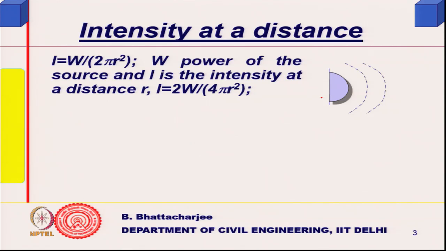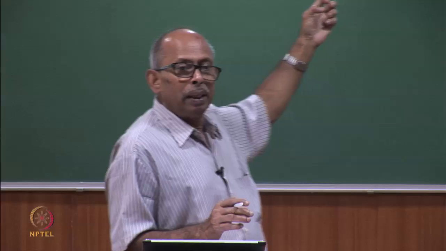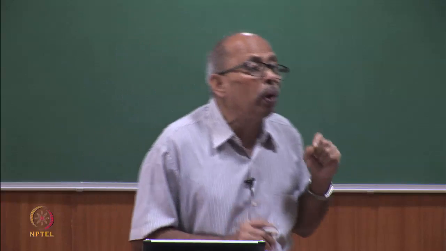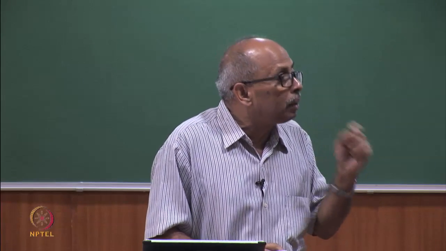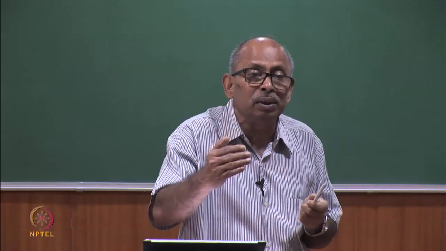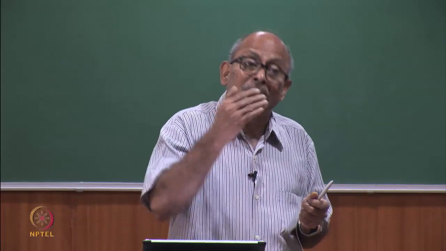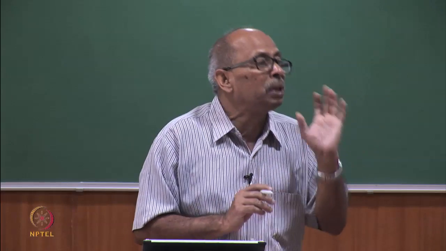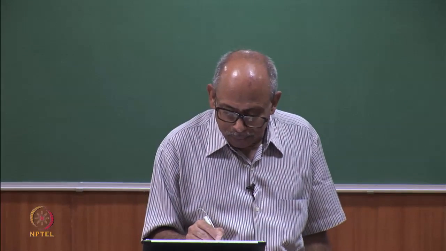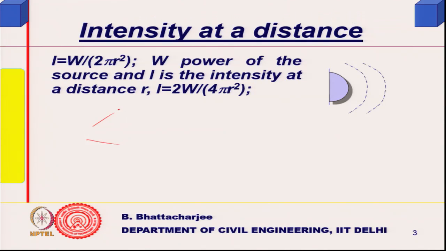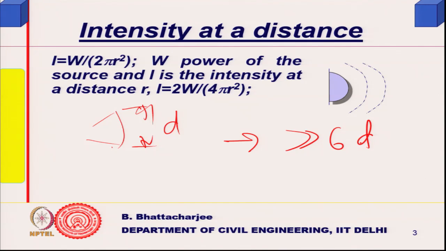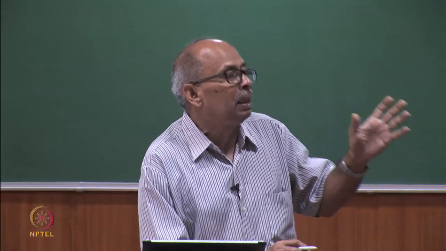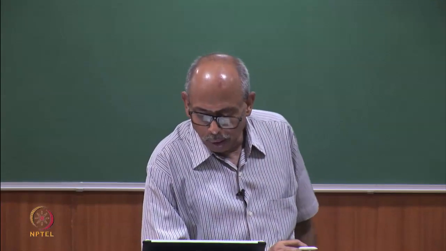Supposing I have a source on a wall, like a blackboard, supposing I put a very small source. When can you treat it as a point source? If the distance of the receiver is at least 6 times the largest dimension of the source itself. Supposing I have a speaker, and its largest dimension is d. If my distance is greater than 6d, then I can treat this as a point source, at least 6d. Usually it is more. So 6d.